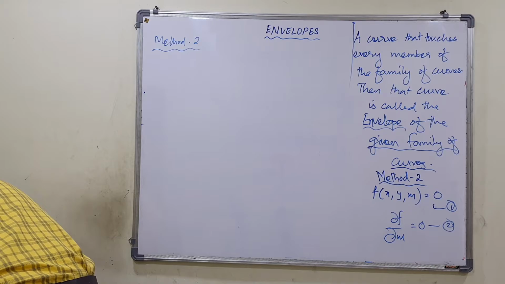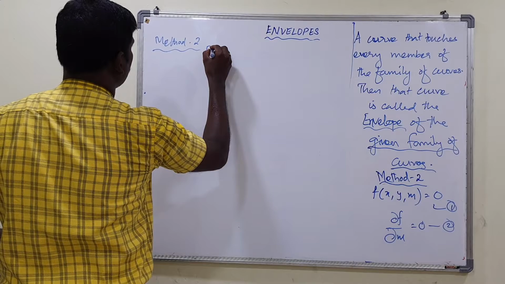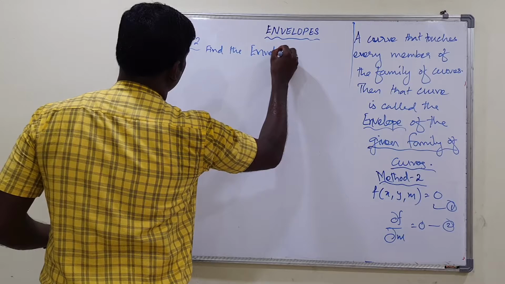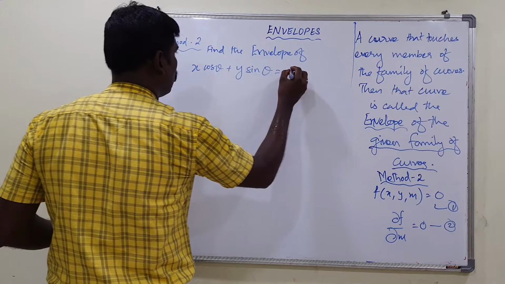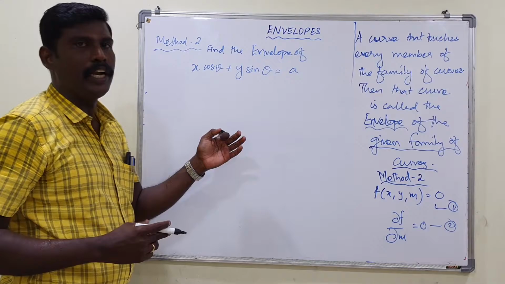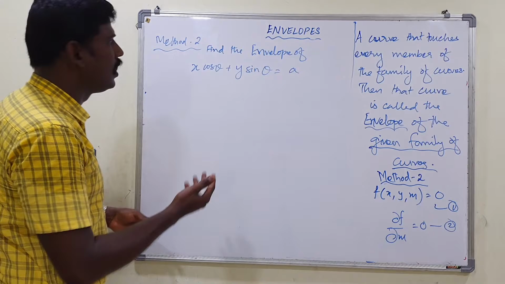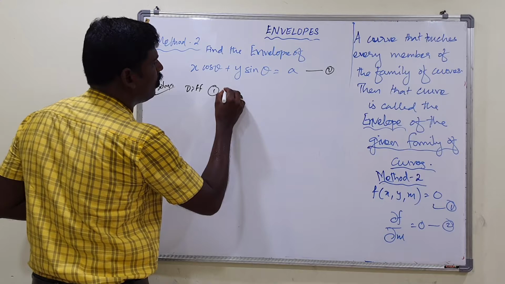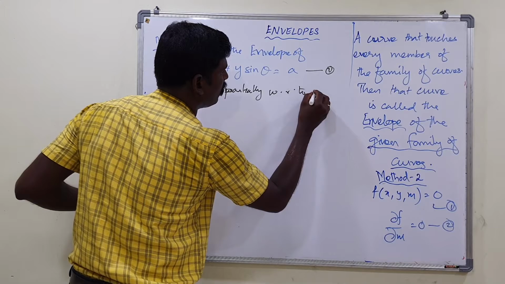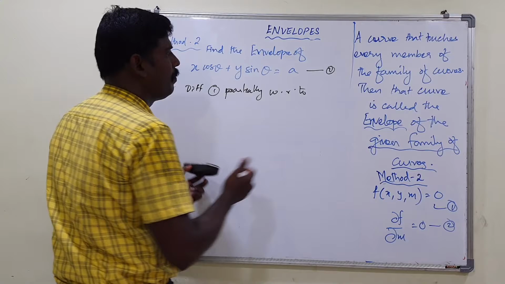Find the envelope of x cos theta plus y sin theta equal to a. How to solve it? Look at that: these equations cannot be rewritten as a quadratic equation in sin theta or cos theta. Therefore, I am going to follow method 2 and call this equation number 1. Differentiate 1 partially with respect to theta. What is the parameter given here? Theta.